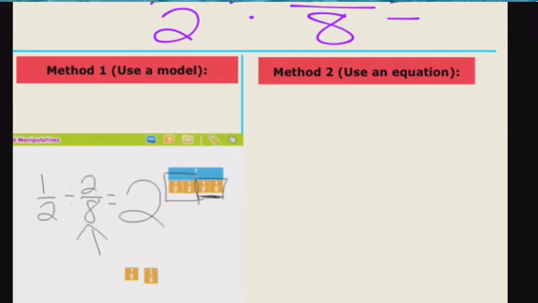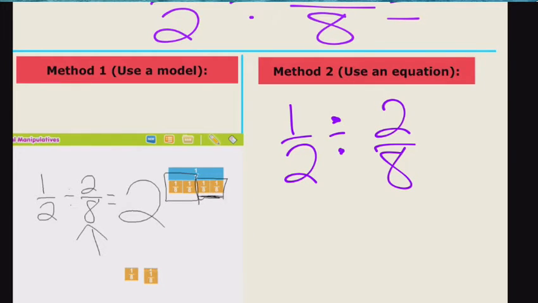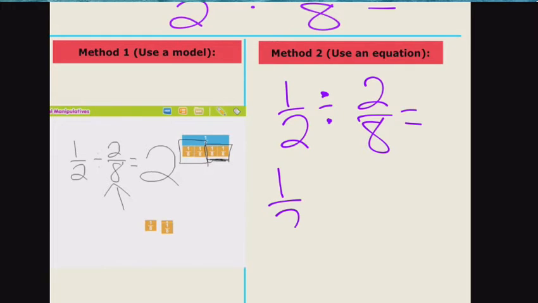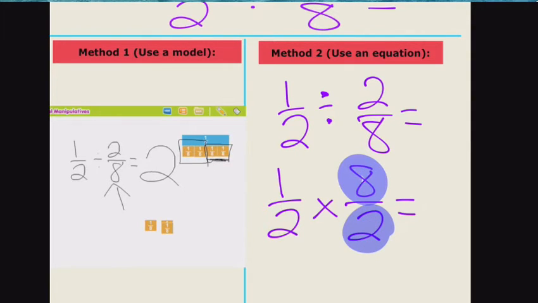And let's just go ahead and double check that using an equation. So we've got 1/2 divided by 2/8. So I'm going to rewrite that as 1/2 times 8/2 and look for things I can cancel. I see right here within the same fraction I can divide 8 and 2 by 2. So I'm going to go ahead and do that. 8 divided by 2 is 4. And 2 divided by 2 is 1.